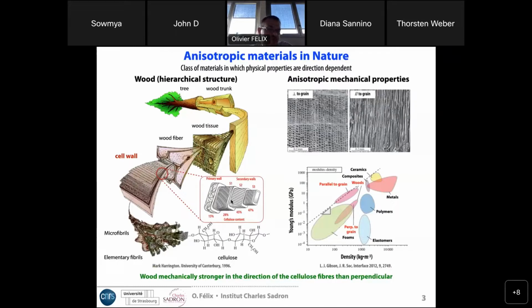And this, of course, gives the property to wood to be an anisotropic material, as you can see here on the top. And you will notice that wood has different mechanical properties depending if you are looking in the direction of the fibers, that means parallel to the grain, or perpendicular to the grain. That means wood is stronger in the direction of the fibrils than perpendicular to them, as it is reported in this Ashby plot. And these, of course, properties have inspired researchers to prepare nanocomposite materials with very good performance.